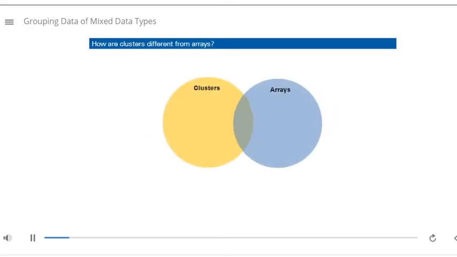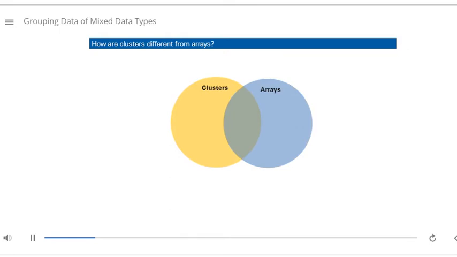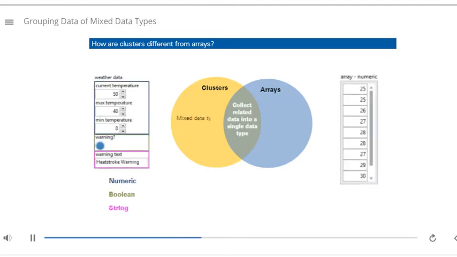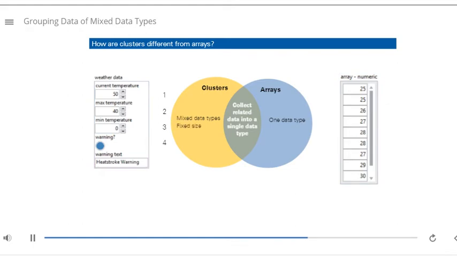Clusters and arrays are similar in that you can use both to collect related data into a single data type. There are two key differences between these data types. Clusters allow you to combine data of different types, whereas an array can only contain one data type. Clusters contain the number of elements that you add when you create the cluster. The number of elements in an array can be programmatically modified at any time.